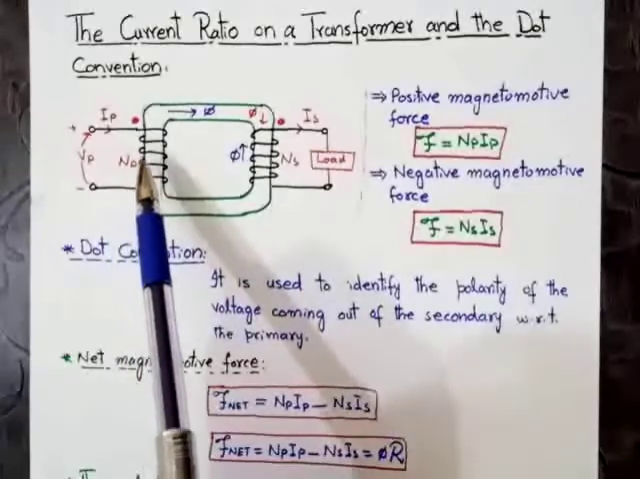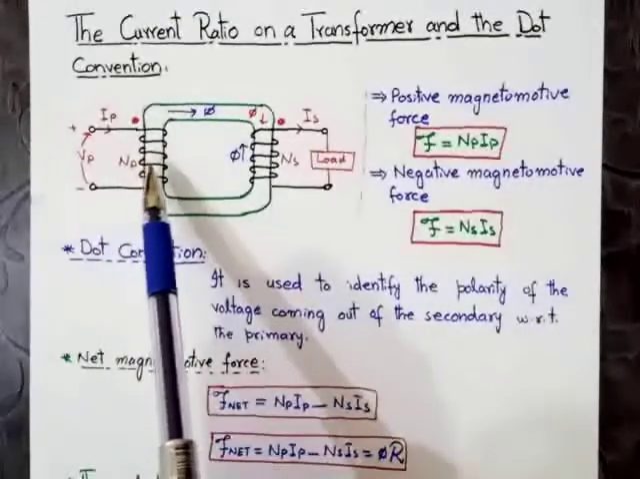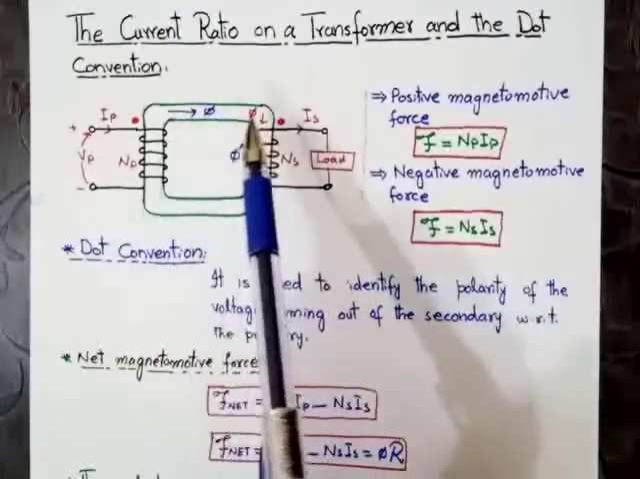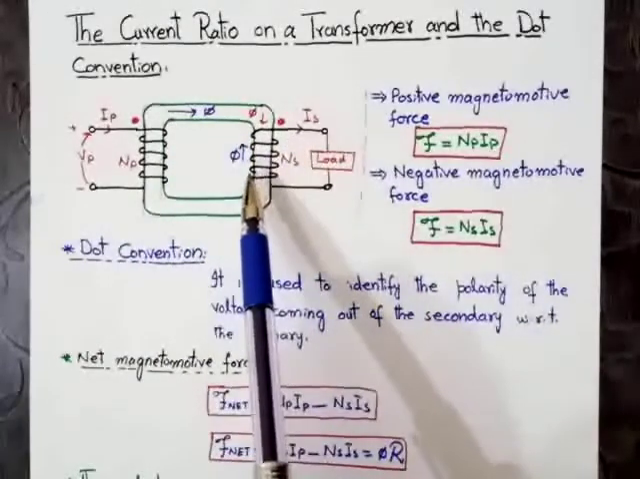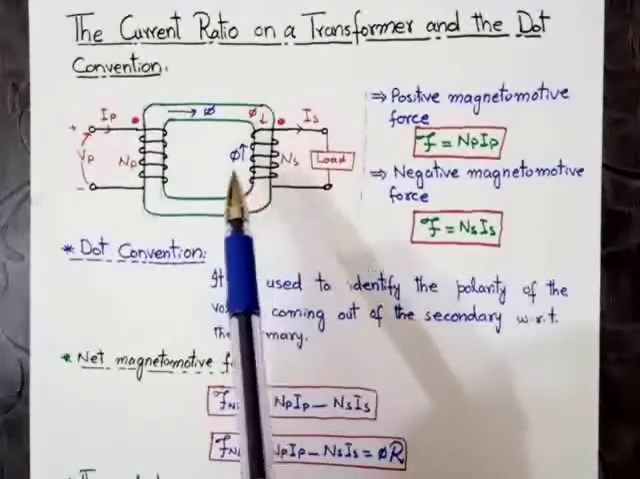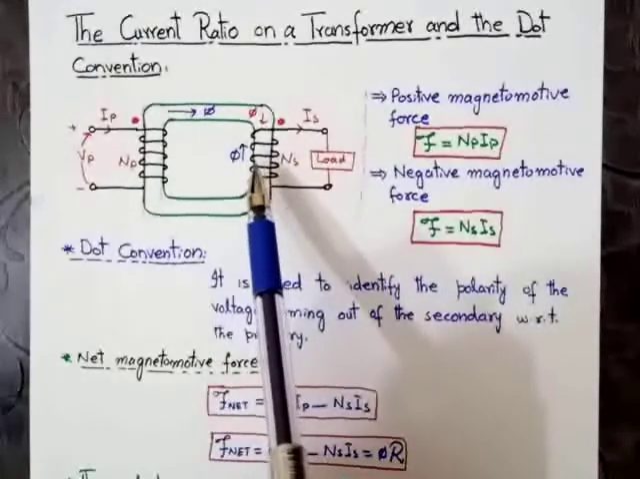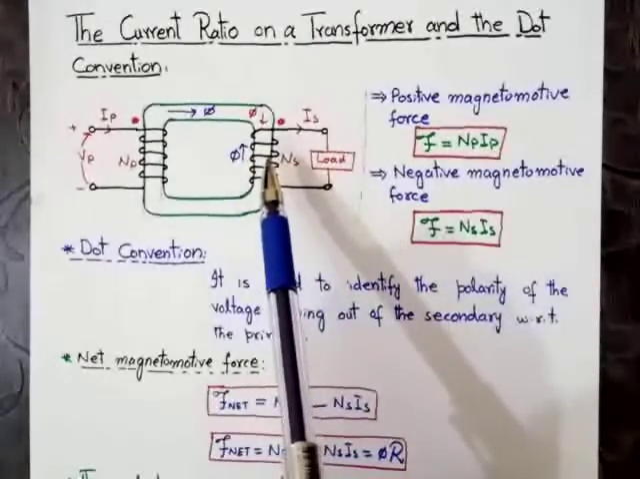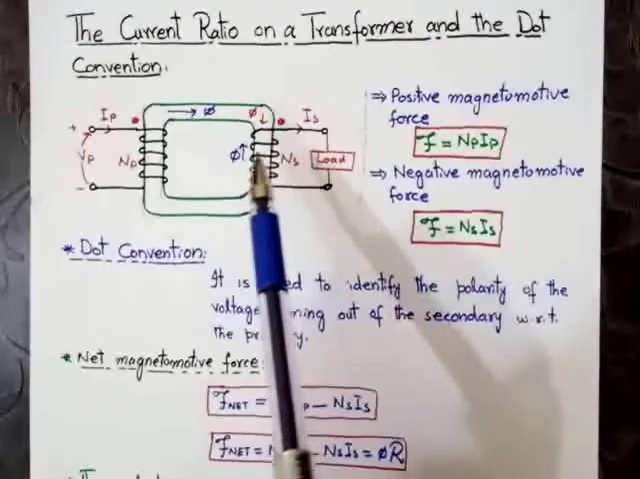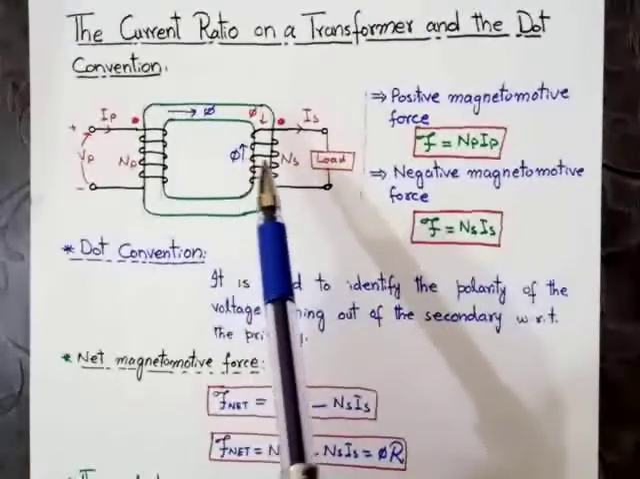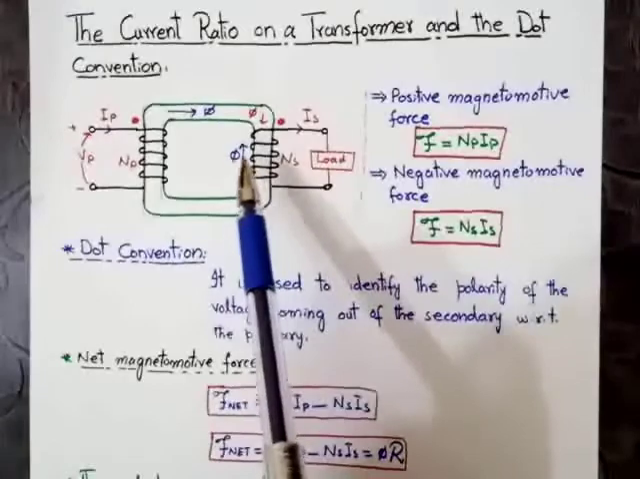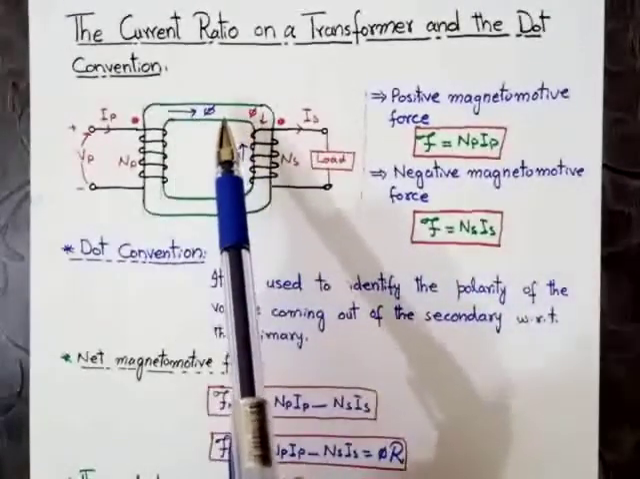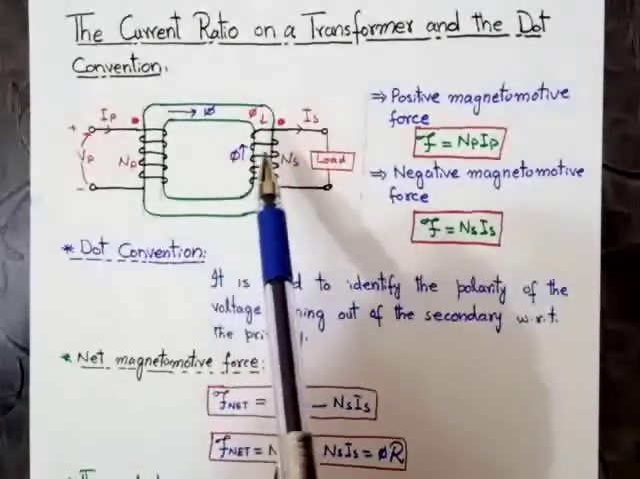Now when the current flows across the primary circuit, the flux is produced. When the flux passes through the secondary winding, according to Faraday's law of electromagnetic induction, a voltage is induced in the secondary circuit. But according to the law of inertia, the direction of the induced voltage will be opposite to the applied voltage.